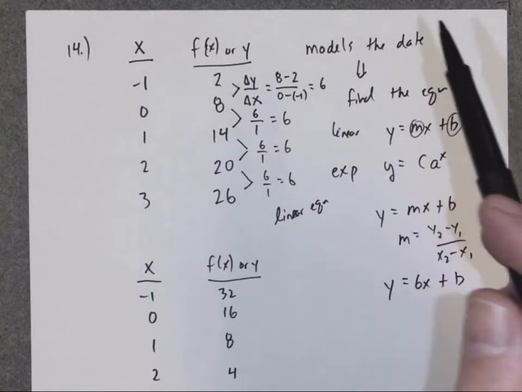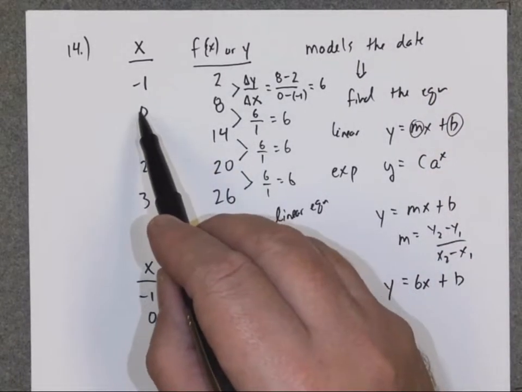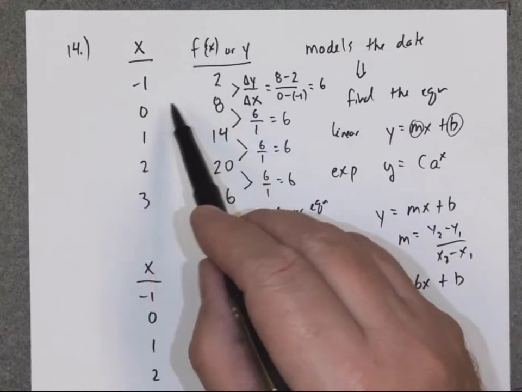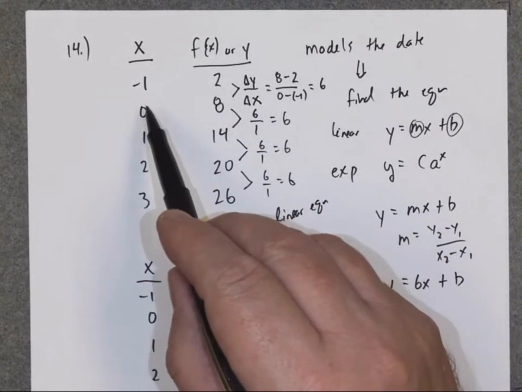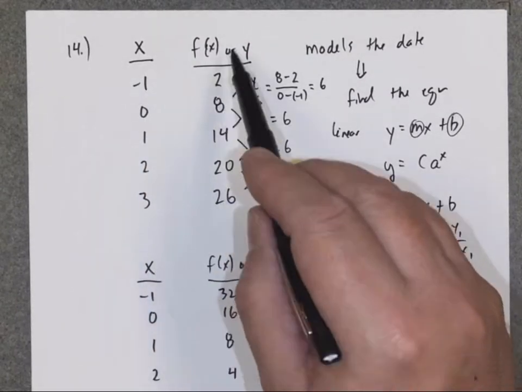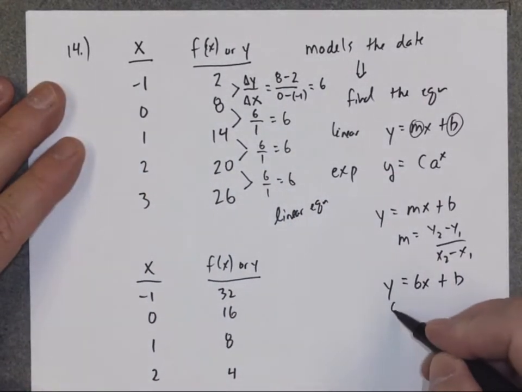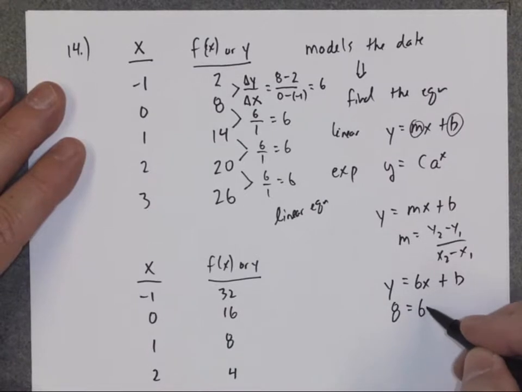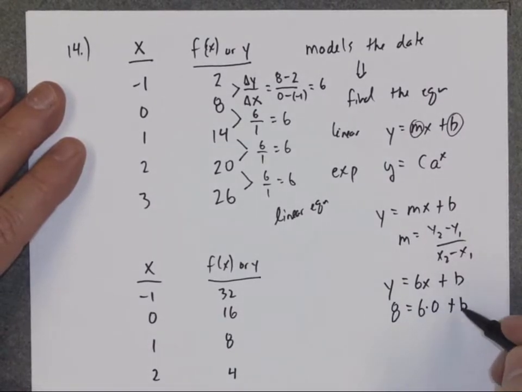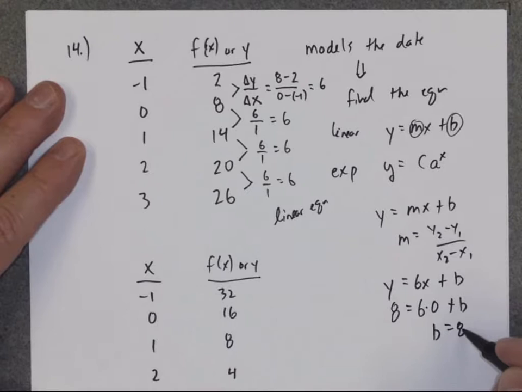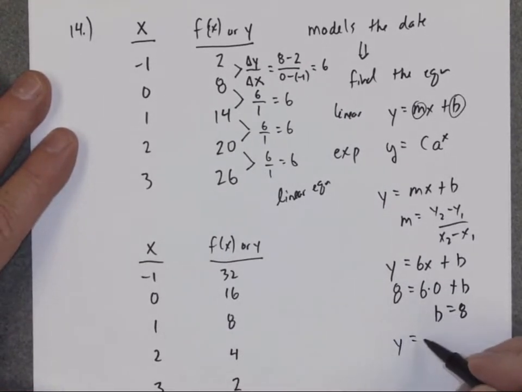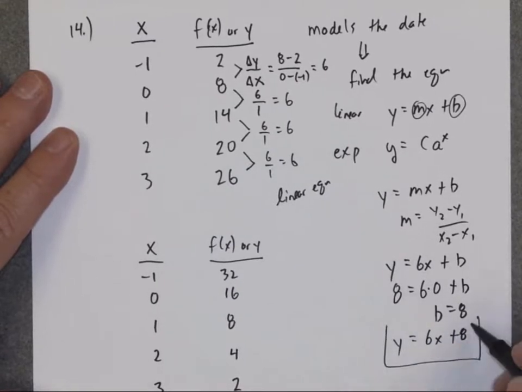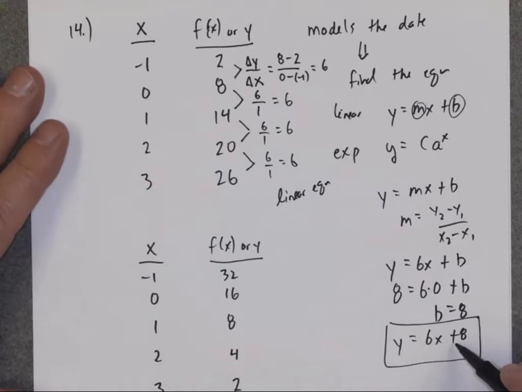Matter of fact, to make it really simple, I'm going to choose the second point, because actually the second point's called the y-intercept, but I'll go ahead and plug it in just to show you. So I'm going to plug in 0 for x and 8 for y. So y is 8, x is 0, and when I do that, I realize that b is 8, so therefore this is the equation for this data.